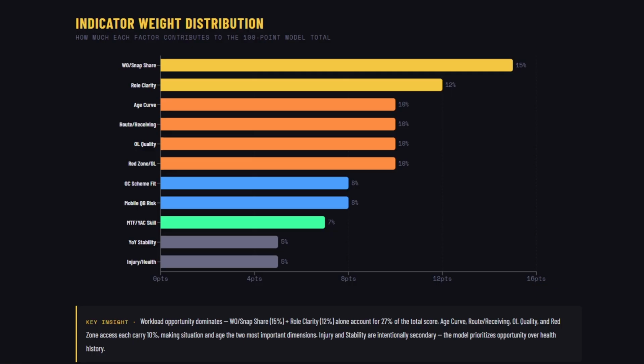And both tied for last at 5% are year-over-year stability and injury.